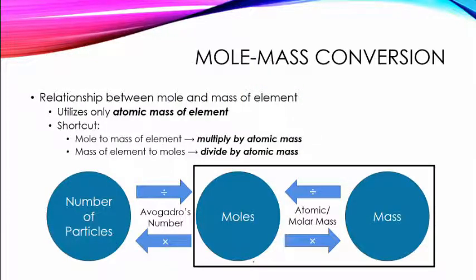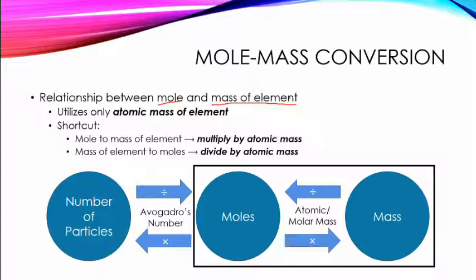All right, so that was moles to particles. Now we are going to look at moles to mass. When we look at moles to mass, we have two different things we can look at. We can go from moles to the mass of an element, where it's just one thing, or we can go from moles to the mass of a compound. I'm going to talk first about the mass of an element. The process for both is exactly the same.